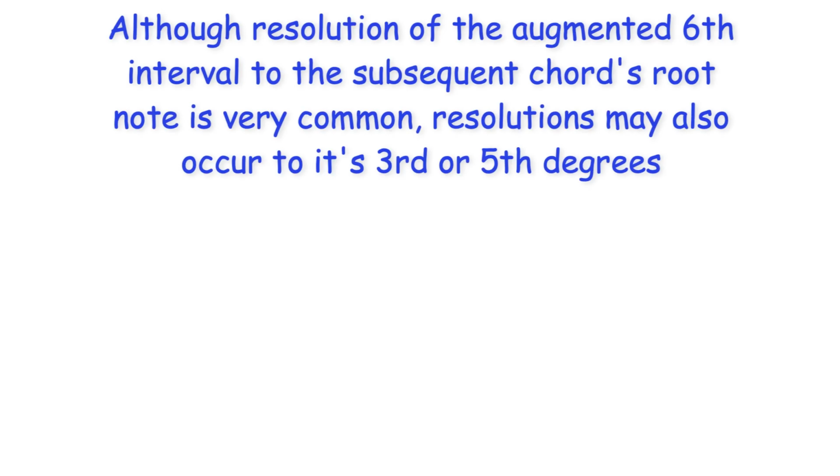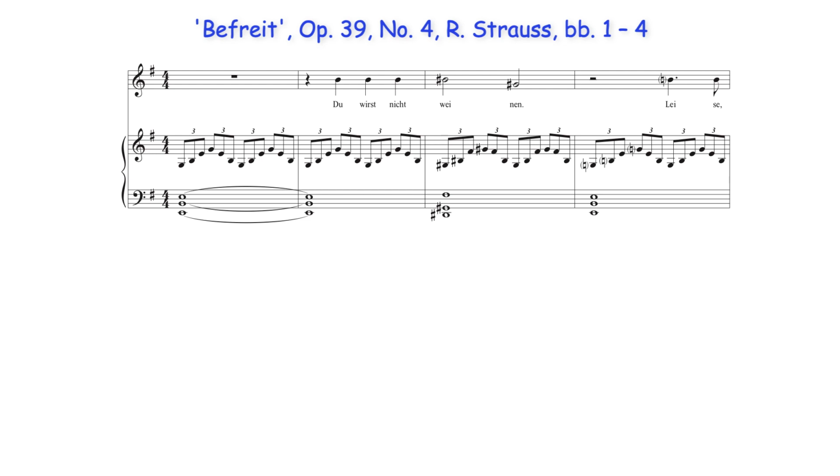Although resolution of the augmented sixth interval to the subsequent chord's root note is very common, resolutions may also occur to its third or fifth degrees. An example of the resolution to a chord's third occurs here, where this German augmented sixth chord, written here as its enharmonic equivalent dominant seventh, resolves to root position E minor harmony. Here the augmented sixth chord is inverted with its fifth degree in the bass resolving to E minor's root note.